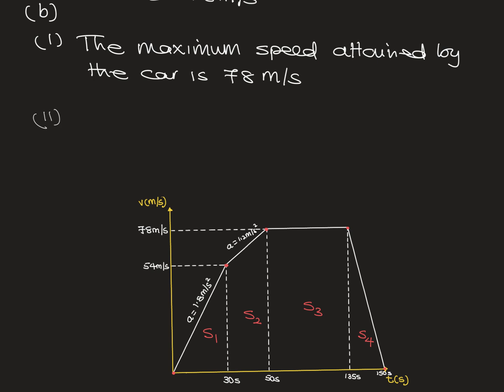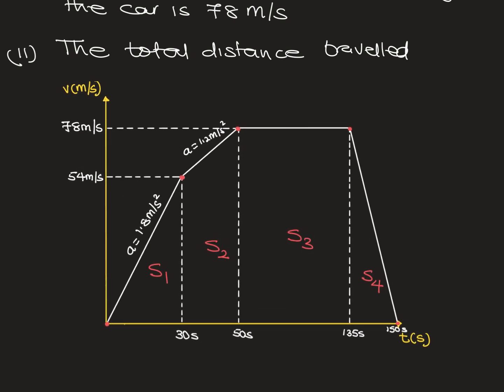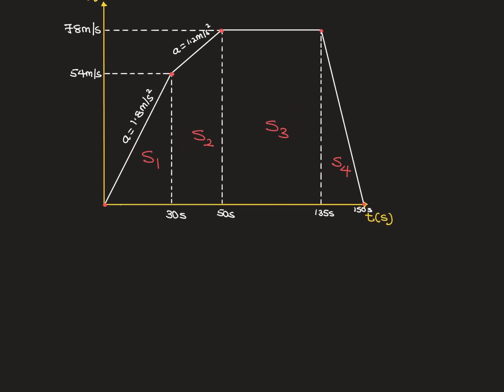That is B2. We want to find the total distance traveled. So this is the diagram. We know that for S1, it is a triangle. So if we want to find the distance, that has to be the area of a triangle. The diagram, if I have to extract it, looks like this. So that is the shape of S1.